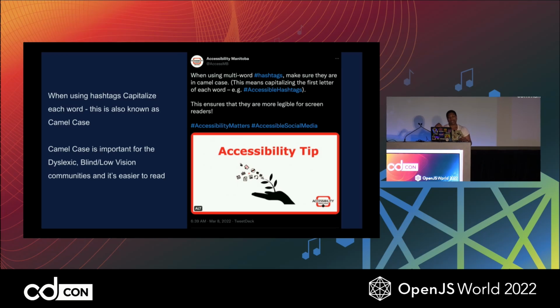Another thing, here I have an image of a tweet from Accessibility Manitoba that says, when using multi-word hashtags, make sure they are in camel case. This means capitalizing the first letter of each word, e.g. accessible hashtags. This ensures that they are more legible for screen readers. Otherwise, it reads it just like a whole name if you don't use the camel case. So camel case is also important for those with dyslexia, those in the blind and low vision communities, and in general, it's just easier to read.